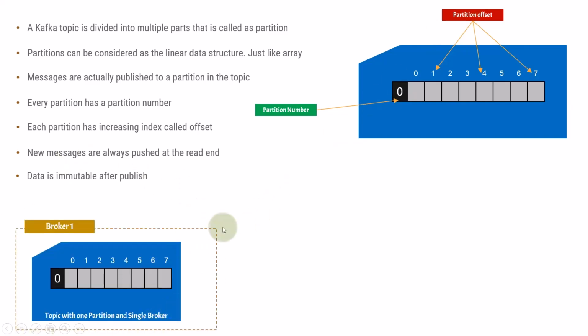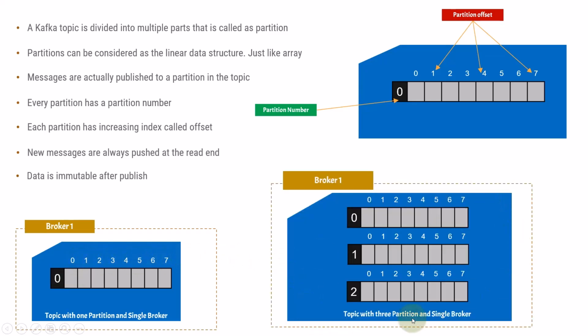Now let's see an example in which there is a broker and a topic with one partition and a single broker. Let's say this is a machine where only one broker is present, and we are creating a single topic and the number of partitions is only 1. In that case, you will get this array-like data structure with only one partition, partition number 0, and the offset starts from 0, 1, 2, 3, and is ever increasing.